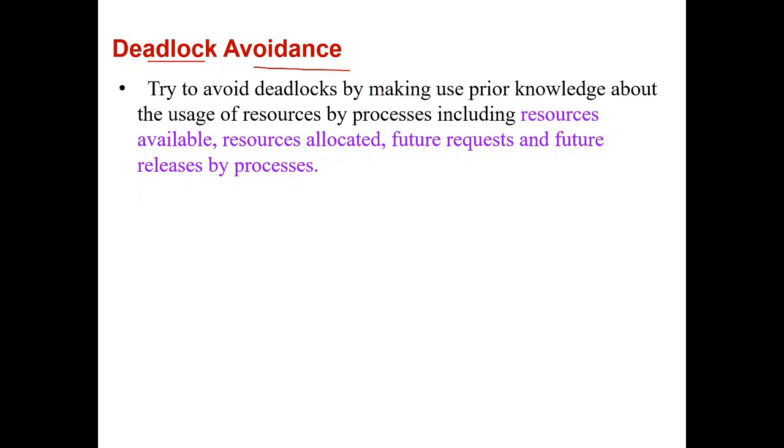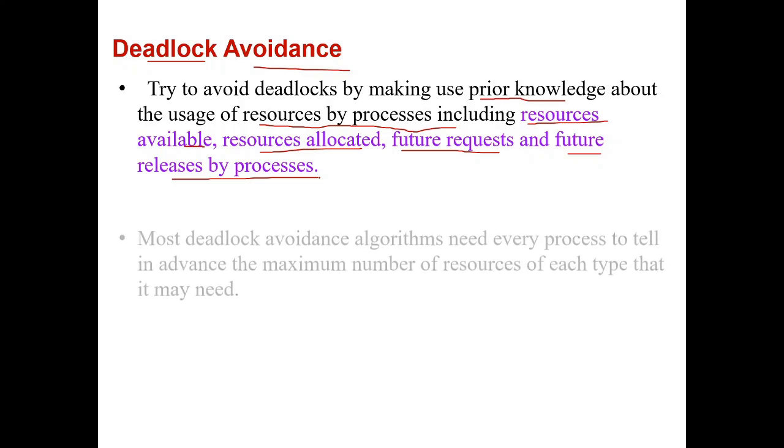Try to avoid deadlocks by making use of prior knowledge about the usage of resources by processes. As I told you, the operating system should have knowledge about the processes and resources, like resources available and resources allocated, for which processes resources are allocated, future requests, which are the new demands, new requests, and future releases by processes, that is, after using the resources, how many resources will be released or freed by the processes.